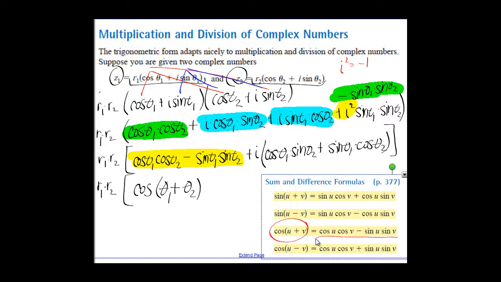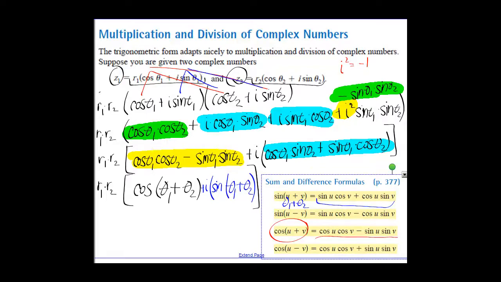Now looking at my imaginary piece, blue, I've got cosine, sine, sine, cosine. So they're in a little bit of a jumbled order, but it looks a whole lot like sine of u plus v. So u would be theta sub 1 and v would be theta sub 2. So my imaginary piece can be condensed into i of sine theta sub 1 plus theta sub 2, and close brackets.